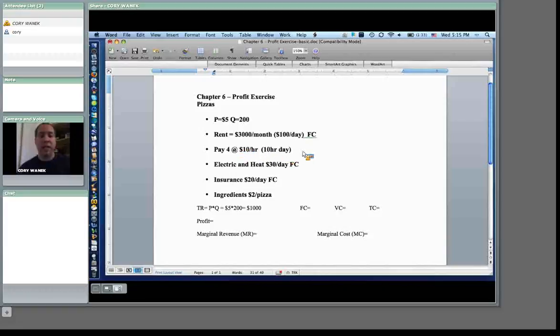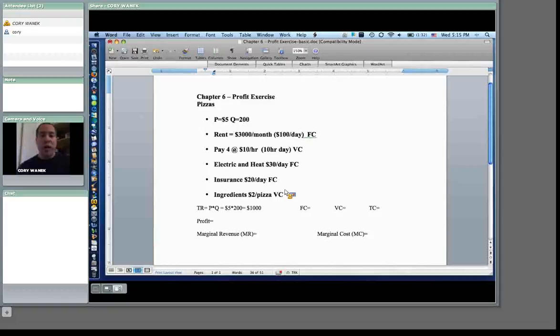Let's go through the other two. Pay, because it's hourly, would be a variable cost. Because if we produce fewer pizzas, we'd have fewer people working, but if we produce more, we could bring in more people. And most definitely ingredients for the pizza is a variable cost.